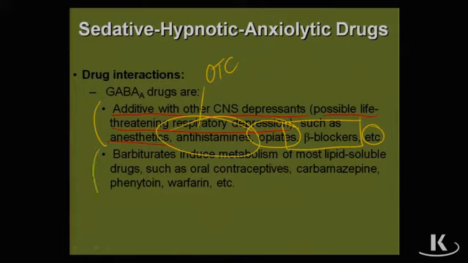Barbiturates otherwise, let's not forget, can cause drug interactions through the induction of metabolism. More to come about this when we talk about anticonvulsants. To end this chapter, let's look at different ways of achieving a sedative effect or an anxiolytic effect.